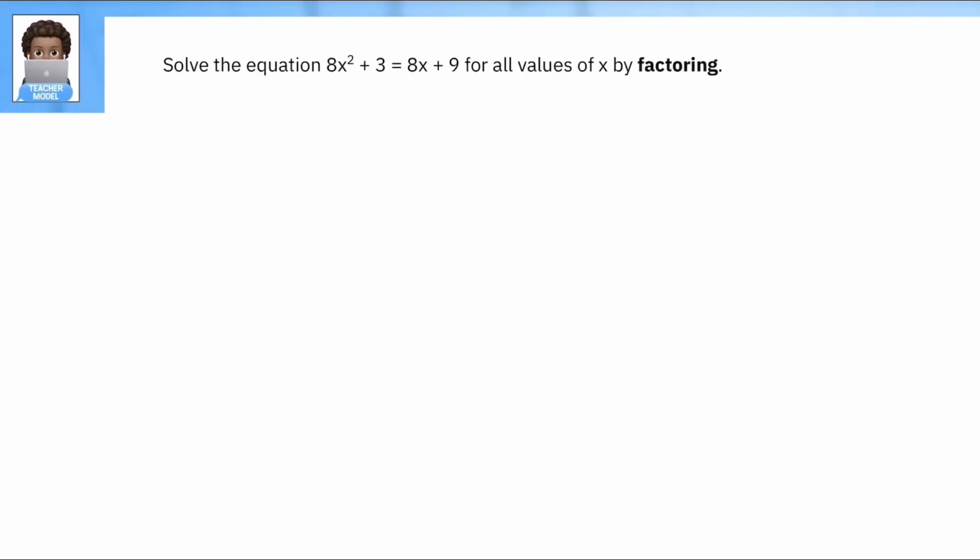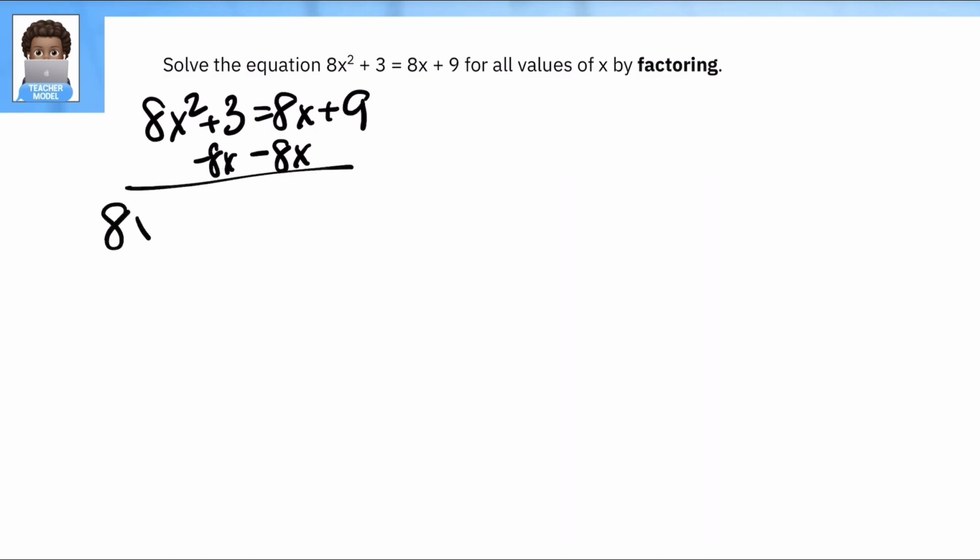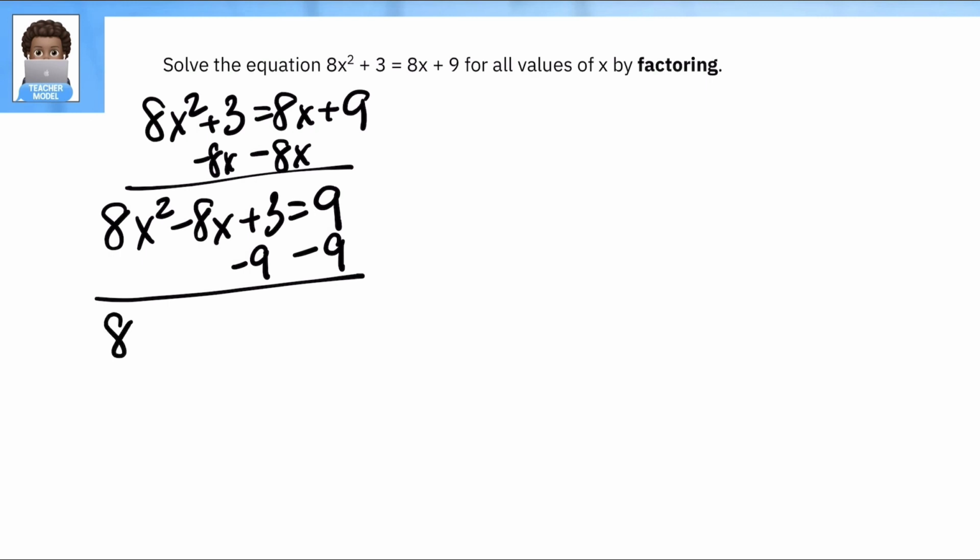All right, let's walk through one more together. We're going to start by writing this in standard form. So let's move everything to the left. 8x squared minus 8x plus 3 is equal to 9, and we'll subtract 9 from both sides. 8x squared minus 8x minus 6 is equal to 0.